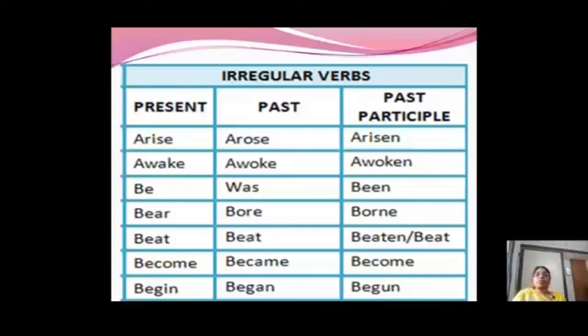Awake, awoke, awoken. Be is a present tense form. Was, been. Okay, be is considered as is. Was, been. Bear, bore, born. Beat, beat, beat, bet. Actually, the pronunciation has to be bet, beaten. Sometimes bet also will be used as a past participle. Become, became, become. Begin, began, begun. So all these come under irregular forms of verbs, right?